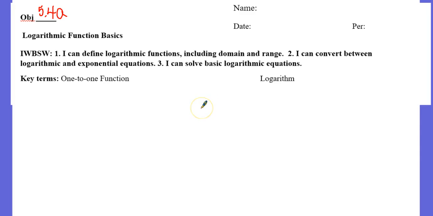The first term we want to talk about is the one-to-one function. We've heard of functions before. We've talked about functions before. We know things like a function will pass the vertical line test. We know in a function for every x there is one y. That's a function. If it's a one-to-one function, not only does it pass the vertical line test, not only does it have for every x there is exactly one y, it's also got the opposite. It passes the horizontal line test, and for every y there's exactly one x.